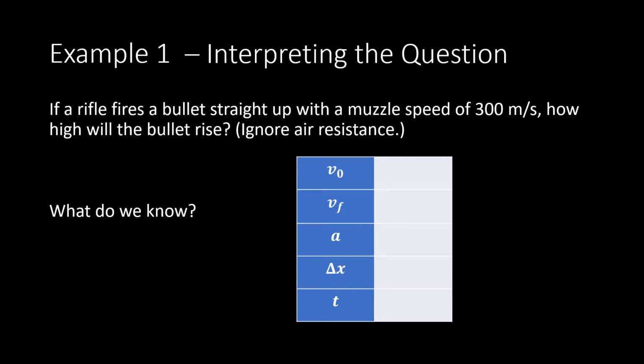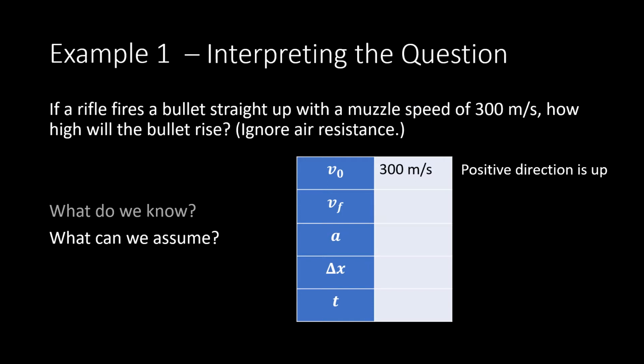So, what do we know? The bullet leaves the rifle at a speed of 300 meters per second. We need to decide which direction we consider to be positive. I prefer to let up be the positive direction. This means the initial velocity v0 is positive 300 meters per second. That is all the information the problem gives us, but we can deduce more.